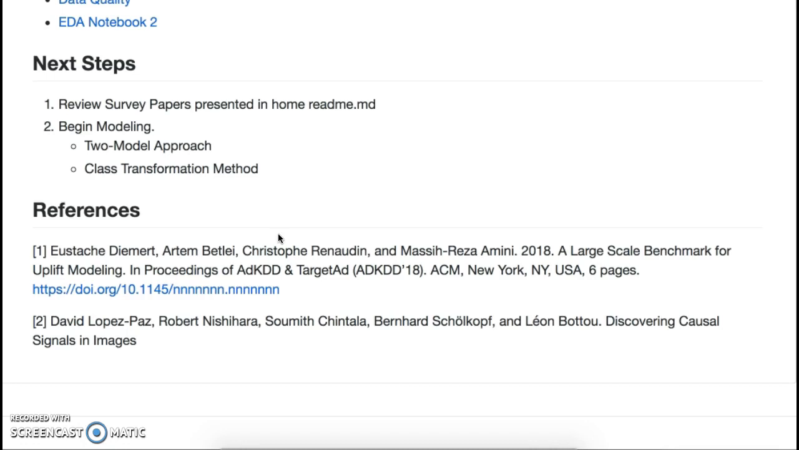The other modeling approach is the class transformation method, where instead of having two models, you transform the treatment variable and the conversion variable, based off some series of logic that we'll go over later, into one variable that you can use to train just one classifier. And that is it for our exploratory data analysis phase.